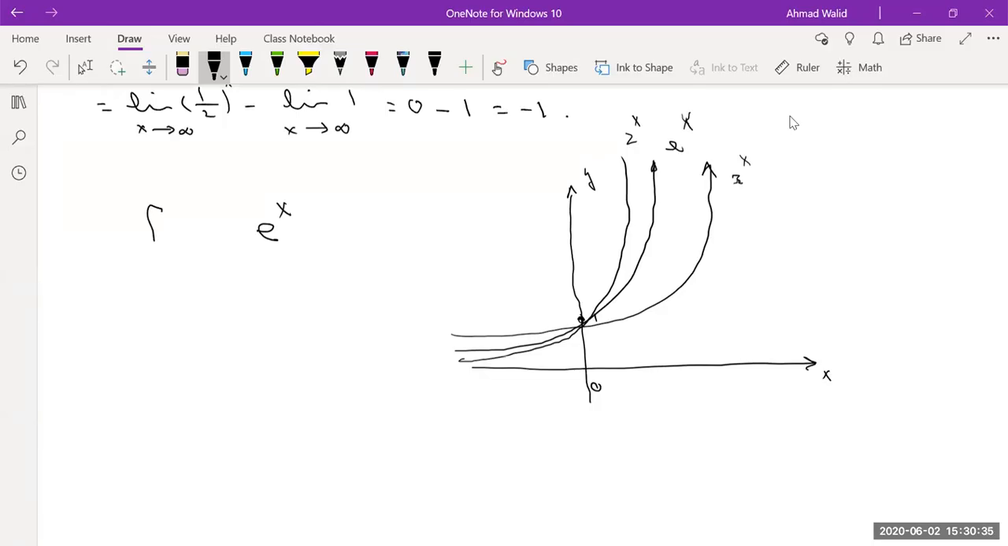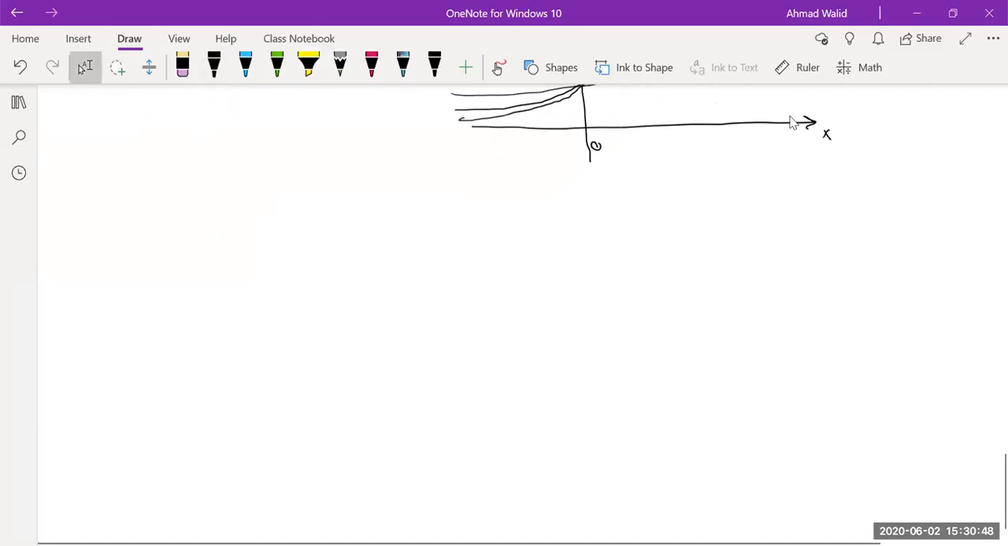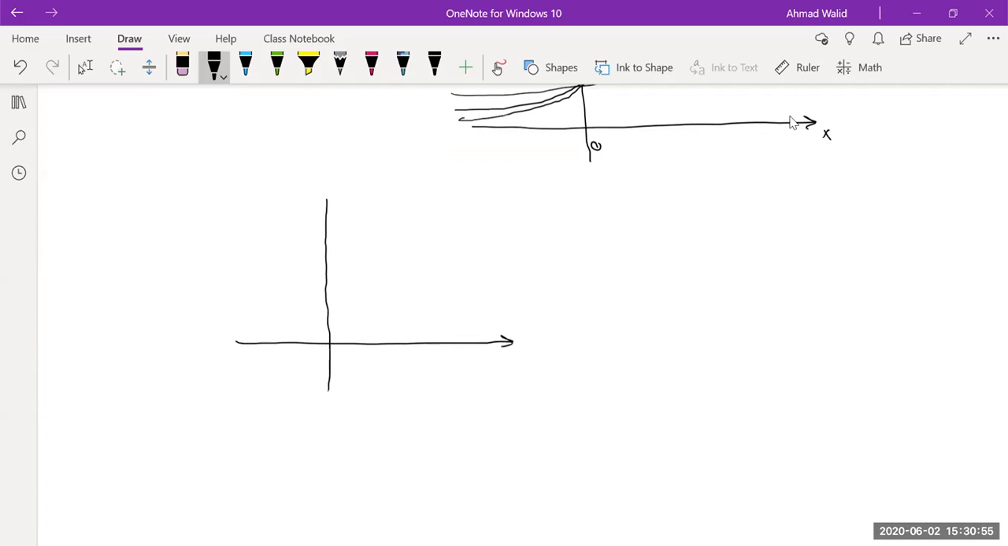Then any function f of x equals e to the power of x, we call it exponential function base e, right? And the graph is like this. Now, the main characteristic or the important characteristic of e to the power of x is that this is the graph of e to the power of x.